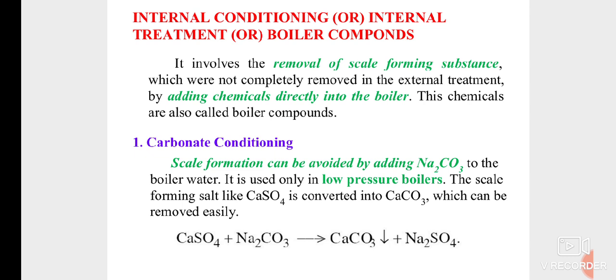So what is the reaction involved? Calcium sulfate reacts with the added sodium carbonate, Na2CO3, to form calcium carbonate precipitate and Na2SO4. Calcium carbonate is a sludge forming substance which can be easily removed from the boiler even at boiling. So this is the carbonate conditioning method.